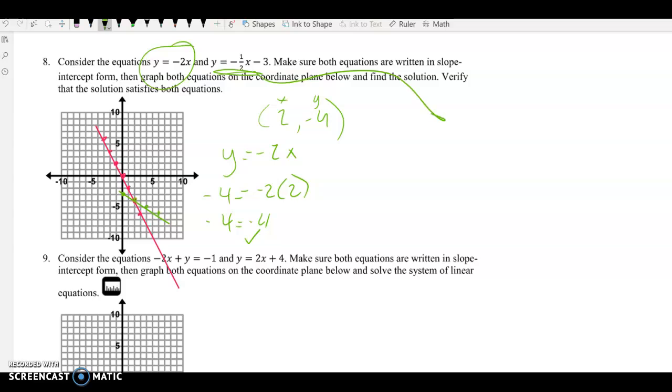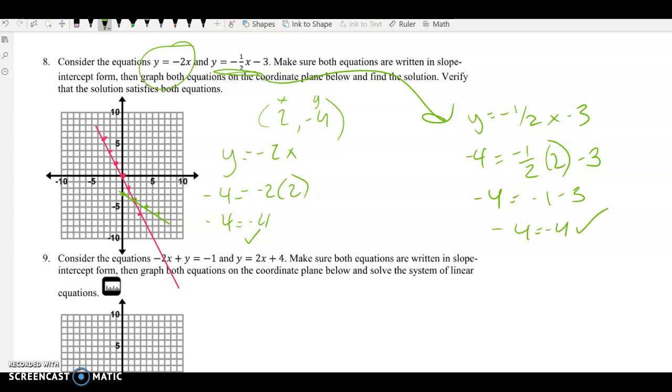Now I need to plug it into the second equation. I had y equals -1/2 x minus 3. My y for the solution was -4 equals -1/2 x, which was 2, minus 3. So I get -4 equals -1 minus 3. -4 equals -4. So yes, that is a solution.